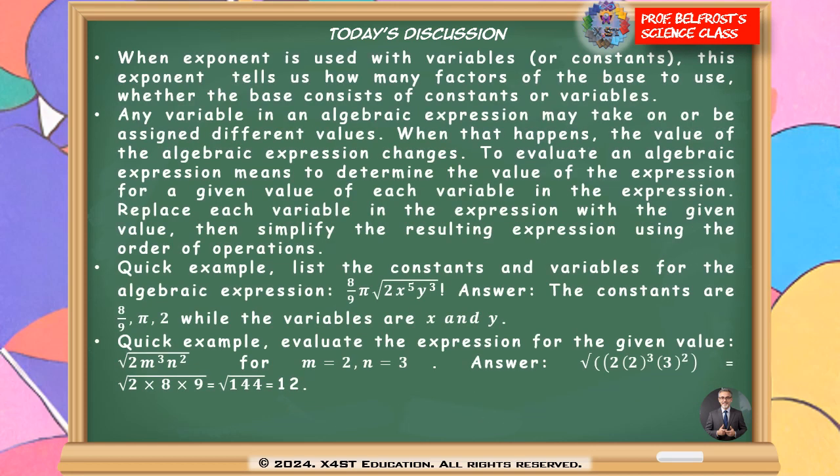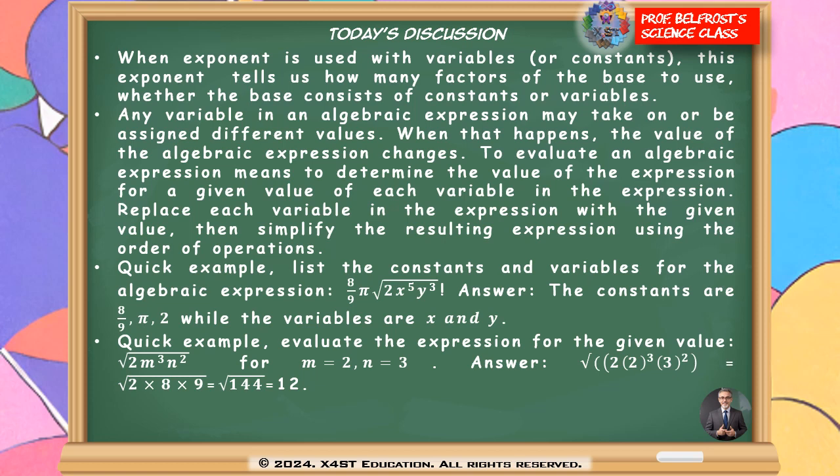When an exponent is used with variables or constants, the exponent tells how many factors of the base to use, whether the base consists of constants or variables. I have taught you before about what an exponent is, and I want you to revise it again from the last lecture.